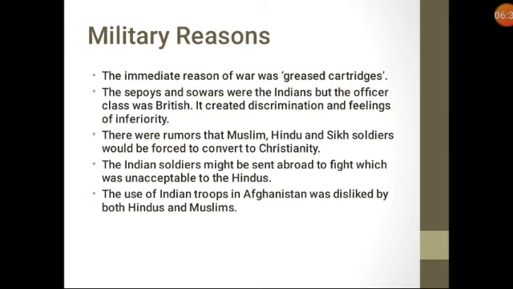The use of Indian troops in Afghanistan was disliked by both Hindus and Muslims. Again, the same philosophy was working regarding Hindus, that they had to travel abroad, and it was considered unlucky religiously. And near Muslims, it was disliked totally because Muslims had to fight against the Muslim fellows in Afghanistan.